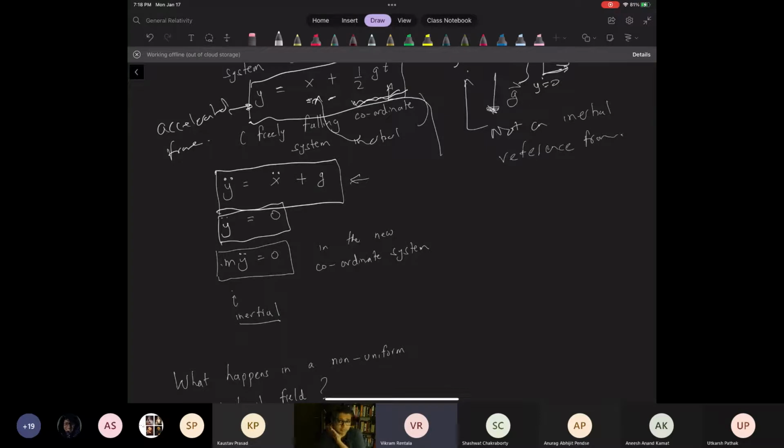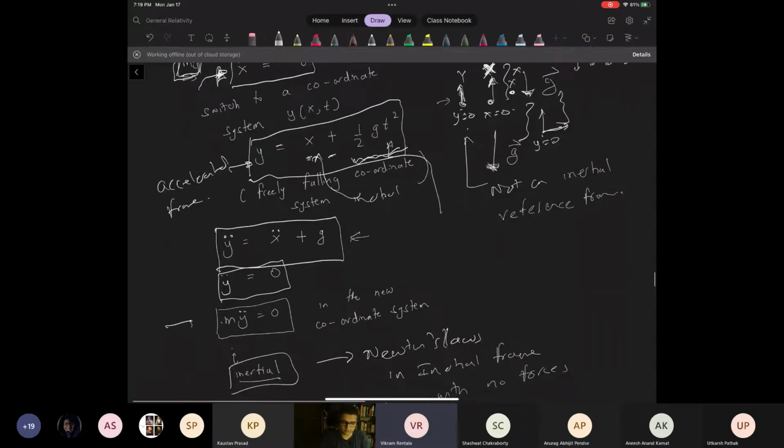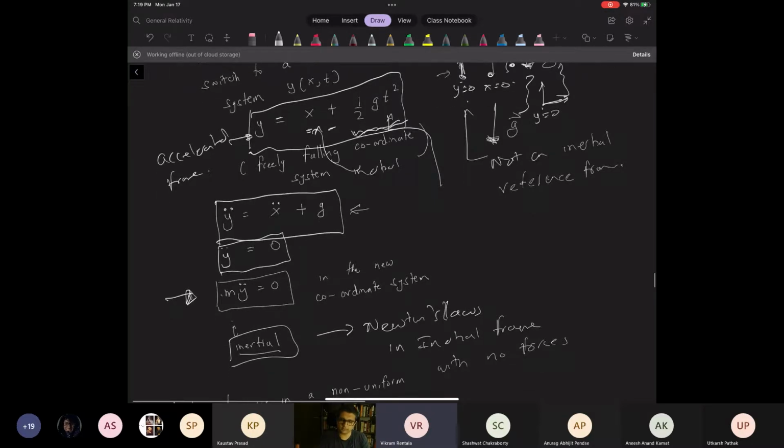So this is exactly what you'd expect for Newton's laws in an inertial reference frame with no forces acting on you. The point is that free fall in a uniform gravitational field gives you the same dynamics for Newton's laws as you would experience in an inertial reference frame.